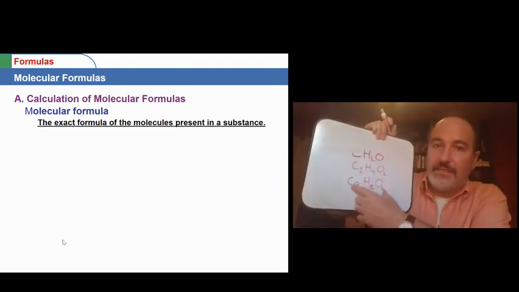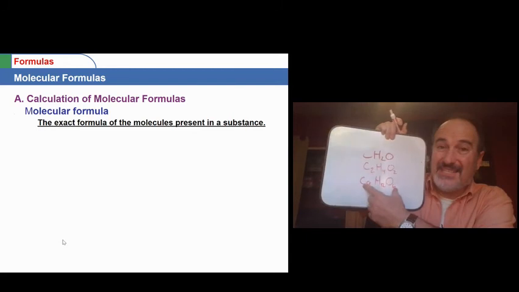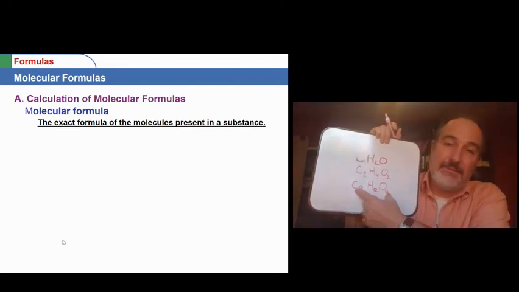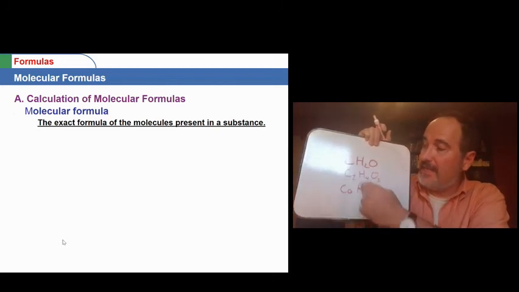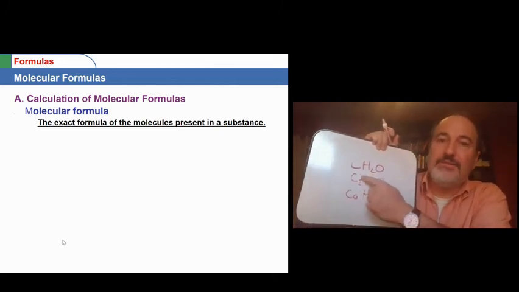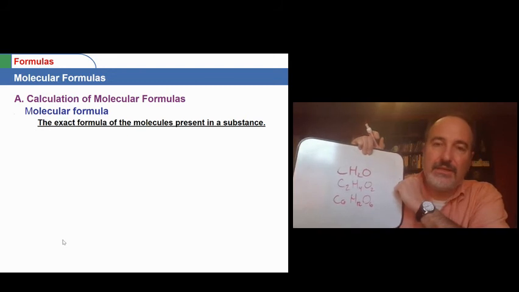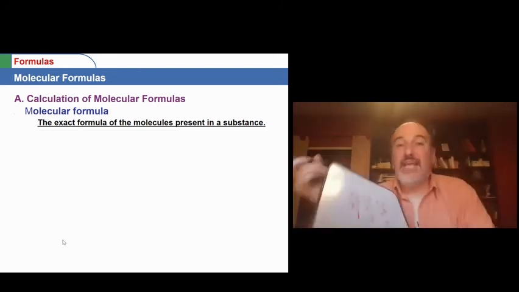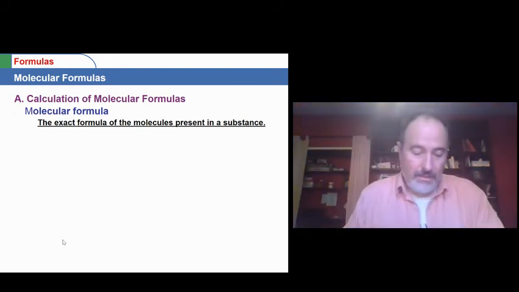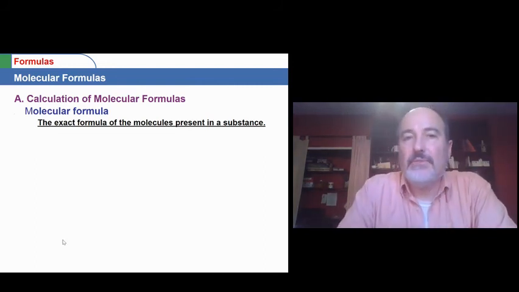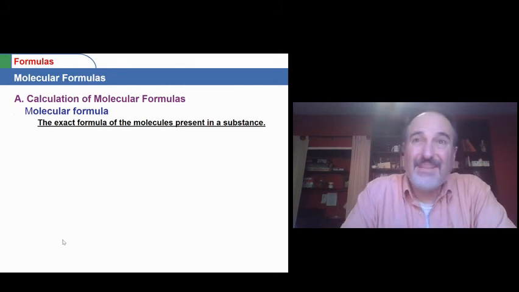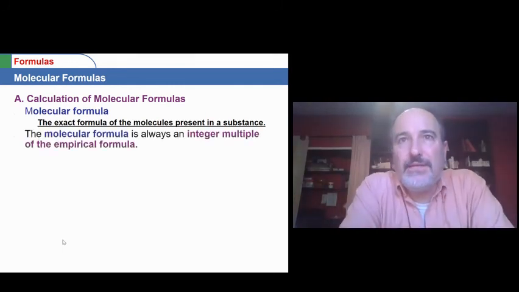And then finally, you have this guy here. This is glucose. It's a type of sugar. And if you reduce this one by dividing each by 6, again, you get one carbon, two hydrogens, and one oxygen. All three of these have the same empirical formula. So if all you have is the empirical formula and you're dealing with a molecular compound, then you don't know exactly what you're dealing with.